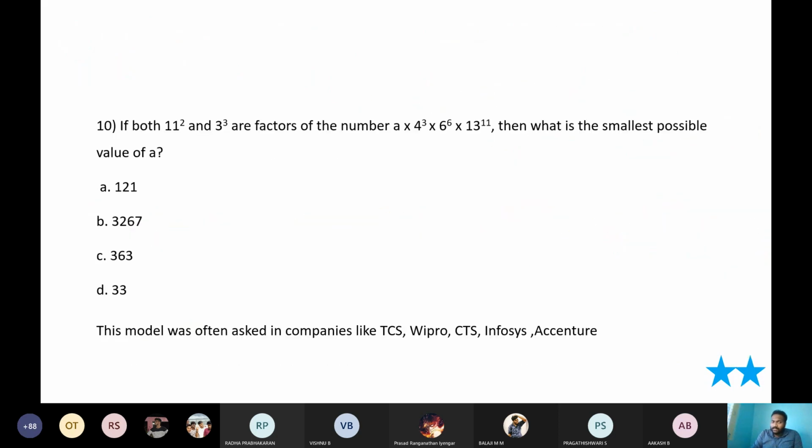Here's our next question. Okay, now this is an excellent question. If both 11 square and 3 cube are factors of the number a into 4 cube into 6 power 6 into 13 power 11, then what is the smallest possible value of a?